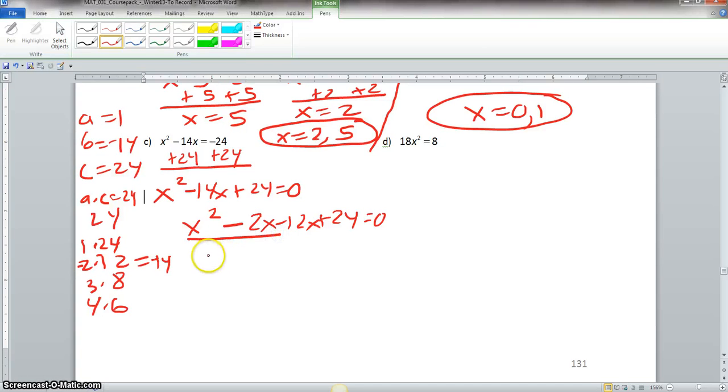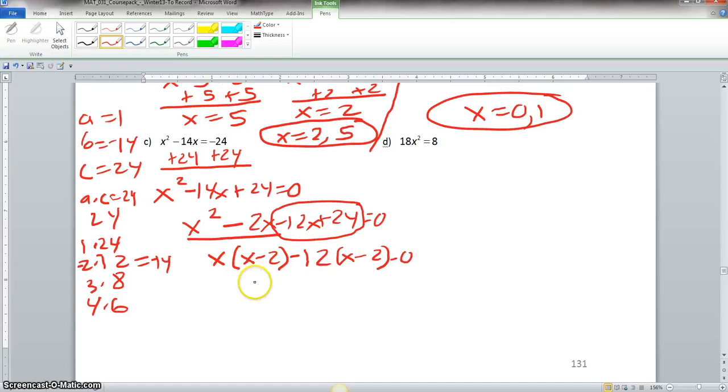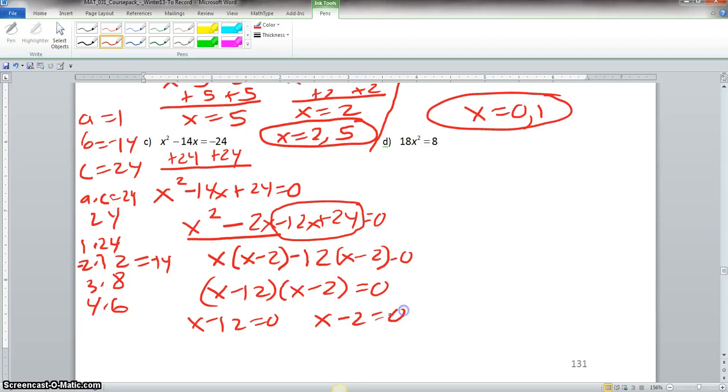Now we group the first two terms. We can factor out an x, and that will give us x minus 2. We group the second two terms here. We can factor out a negative 12, and we will have x minus 2. And we can put our equal 0. So we will have x minus 12 times x minus 2, and that equals 0. So we'll take x minus 12 equals 0, and x minus 2 equals 0.